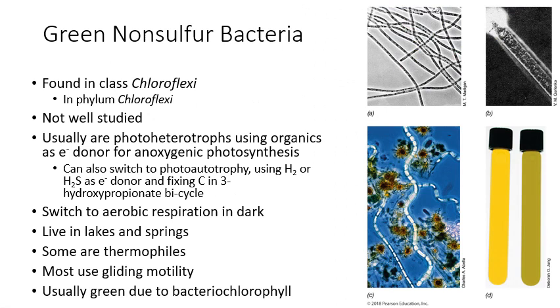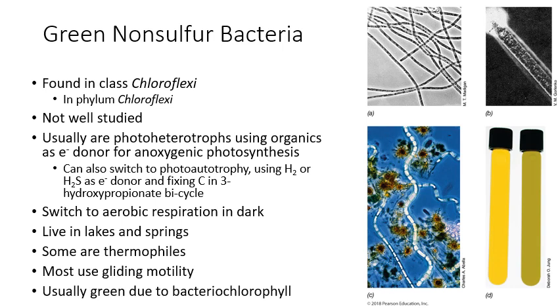Then you have the green non-sulfur bacteria, which are in class Chloroflexi within the phylum Chloroflexi. So these guys are also closely related to each other. They're not very well studied though. We don't know that much about them. Usually they're photoheterotrophs. They'd be using different organic compounds as their electron donors, but they're also able to switch to living as photoautotrophs, in which case they would be using either molecular hydrogen or hydrogen sulfide as their electron donor for their carbon fixation reactions, which would be the 3-hydroxypropionate bicycle.